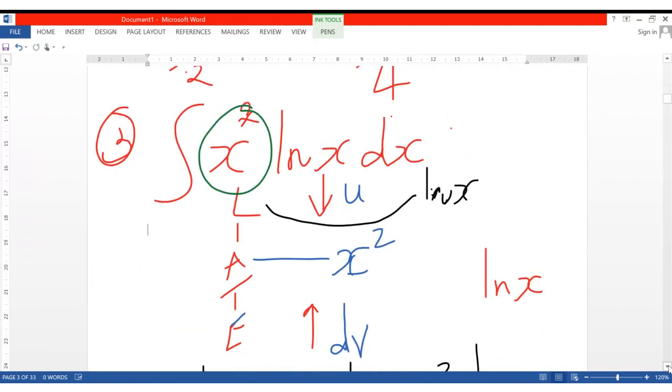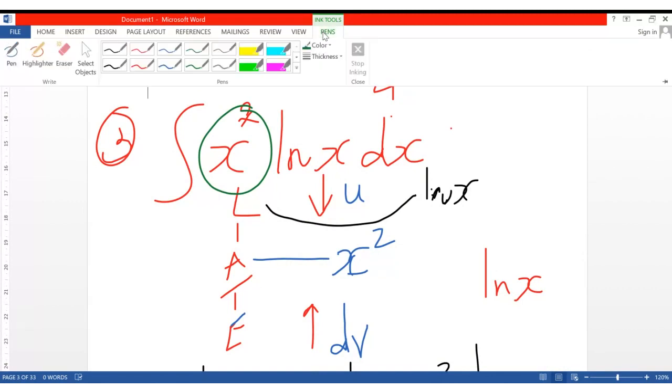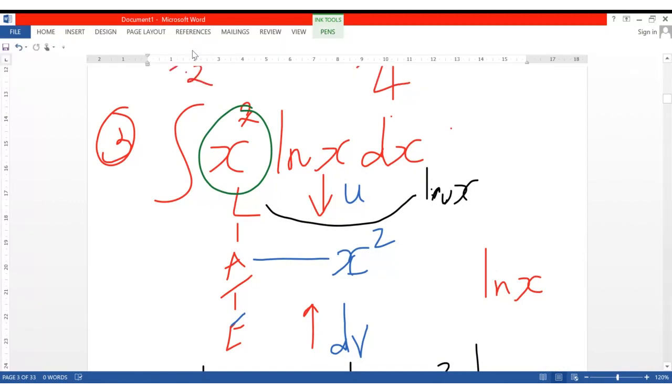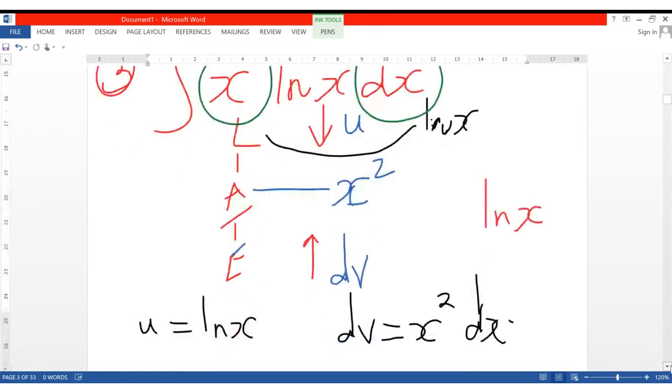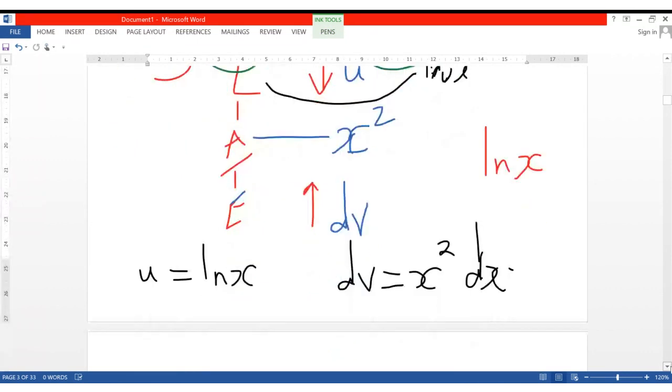Yes, x squared and dx. So this one, whatever function that remains, becomes basically your dv. And I've said for my dv, it must have a dx, because I'll integrate that function. Now, after calling like that using the acronym LIATE, I'll differentiate this one.